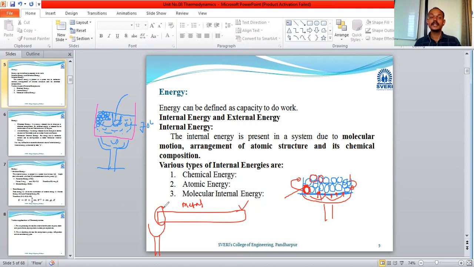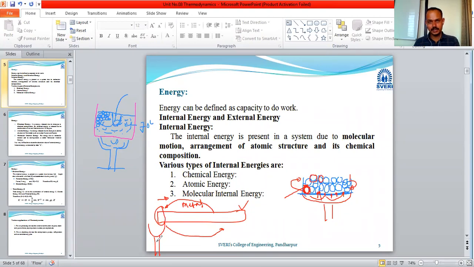Here, is it happening that the molecules are transferring from here to there? No, sir. Then why does the temperature transfer toward this side? Someone says molecule to molecule. He is very correct. Energy transfer takes place molecule to molecule.